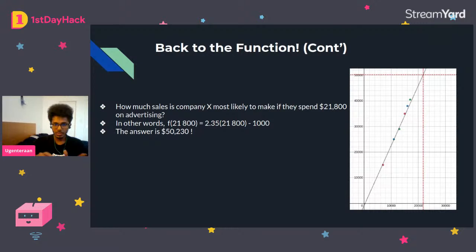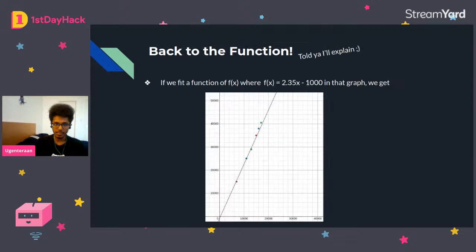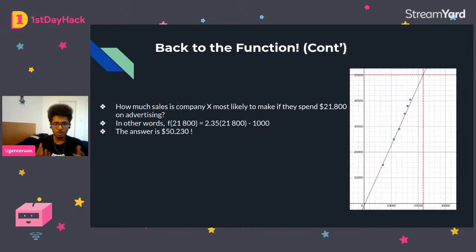So in other words, we already have the function earlier, right? The f of x, 2.35x minus 1000. So all we need to do is to just plug in the value of x inside the f of x function. And now you see, when we plug in the 21,800, the value of it, what we get is actually 50,230. So you can see that when you model the data properly using these machine learning techniques, you can actually predict the future, something that has never happened before. That's quite cool, right?